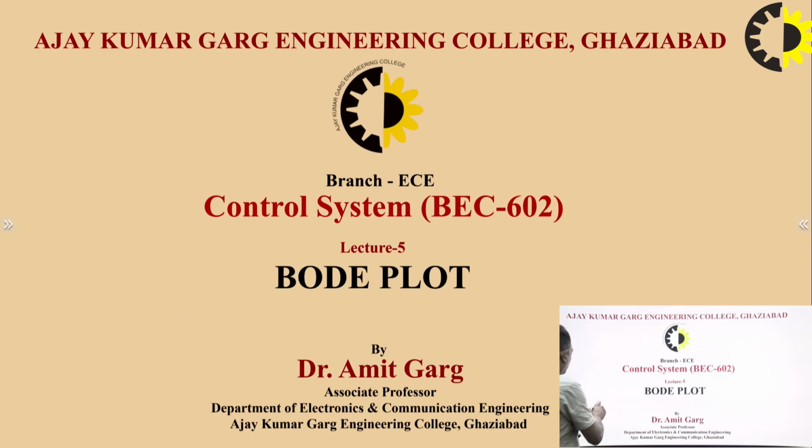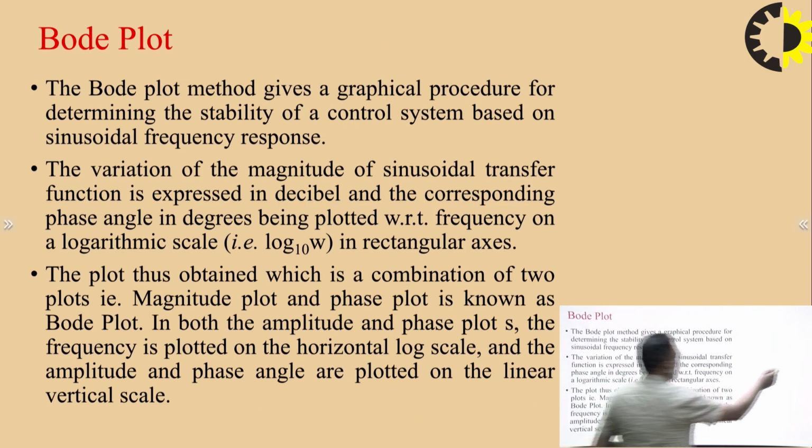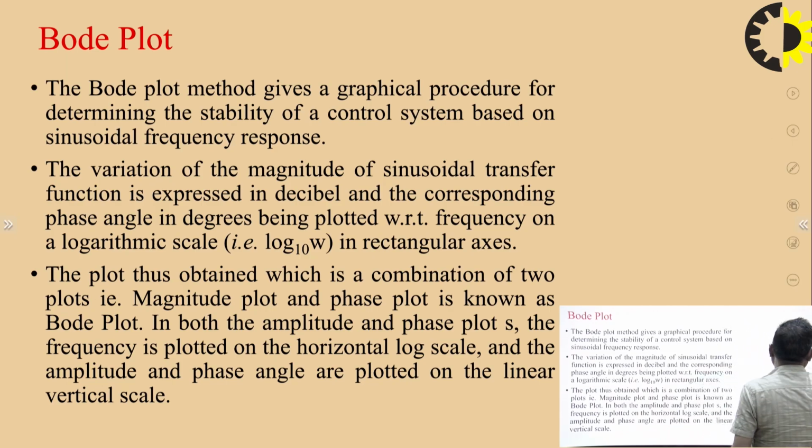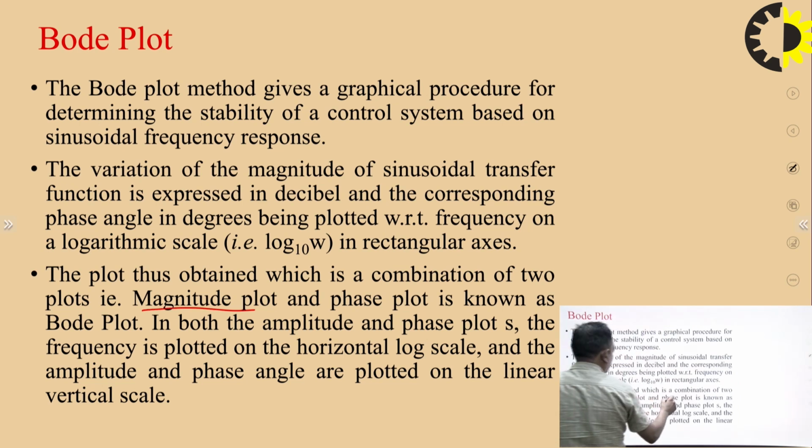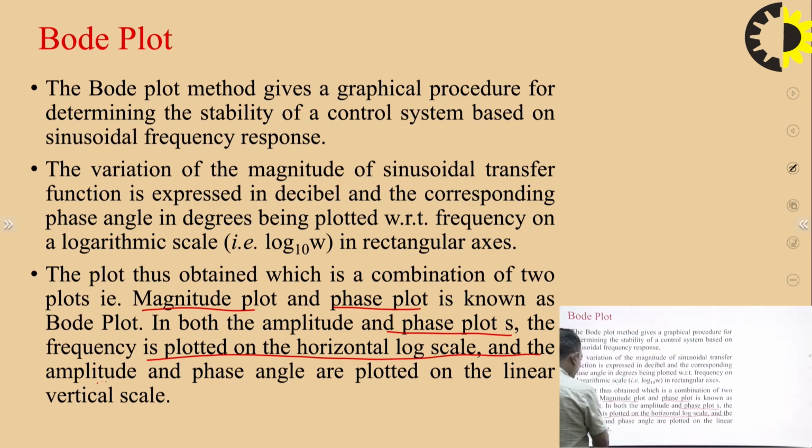So Bode plot is the combination of the magnitude plot and the phase plot. The magnitude plot is the plot between magnitude in dB versus frequency, and the phase plot is the plot between frequency and phase. Phase we calculate here in degrees. In both the amplitude and phase plots, the frequency is plotted on the horizontal log scale, and the amplitude and phase angle are plotted on the linear vertical scale.